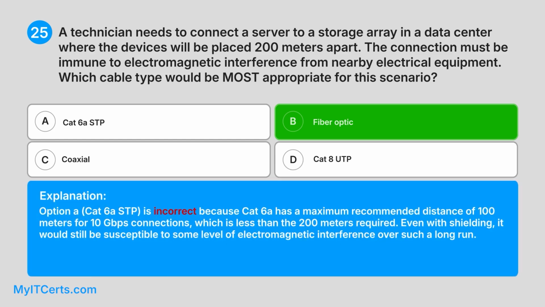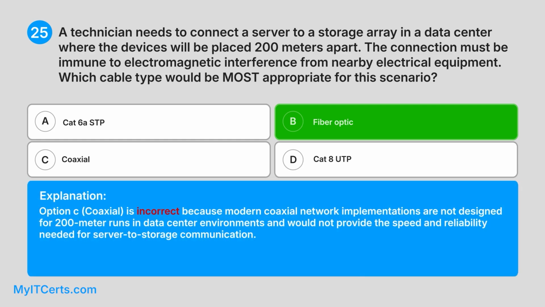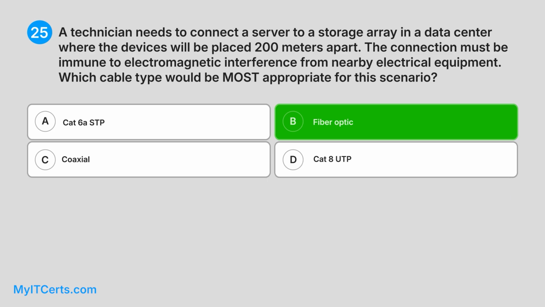Option A, Cat6A STP, is incorrect because Cat6A has a maximum recommended distance of 100 meters for 10 Gbps connections, which is less than the 200 meters required. Even with shielding, it would still be susceptible to some level of electromagnetic interference over such a long run. Option C, coaxial, is incorrect because modern coaxial network implementations are not designed for 200-meter runs in data center environments and would not provide the speed and reliability needed for server-to-storage communication.